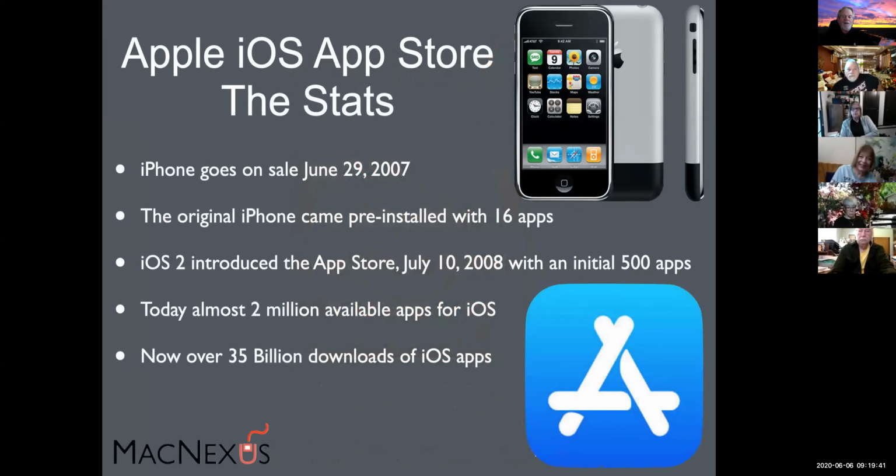So by the way, coming up, the iPhone went on sale June 29th of 2007. So later this month, it'll be 13 years of the iPhone. And I was waiting in line at the AT&T store to get my little 8 gigabyte iPhone. And the original iPhone came installed with 16 apps.